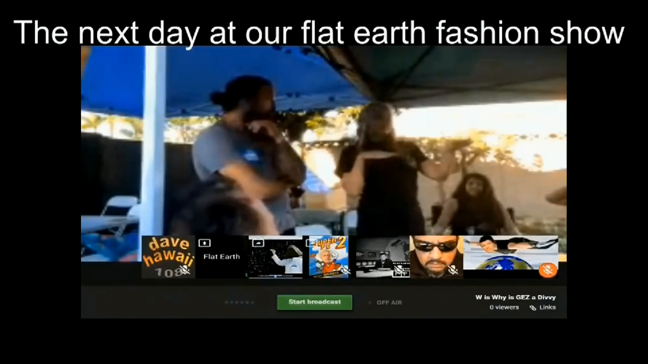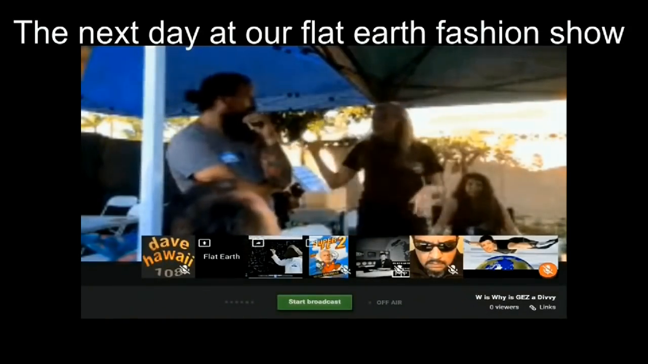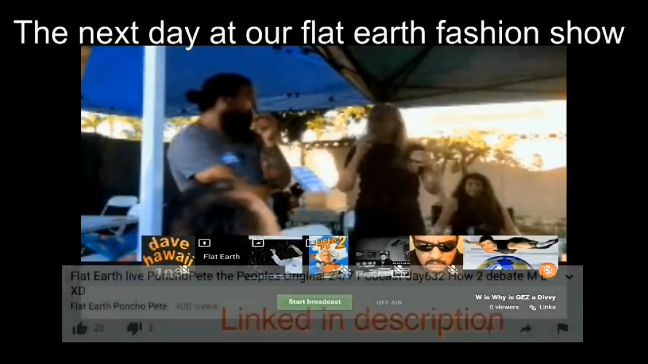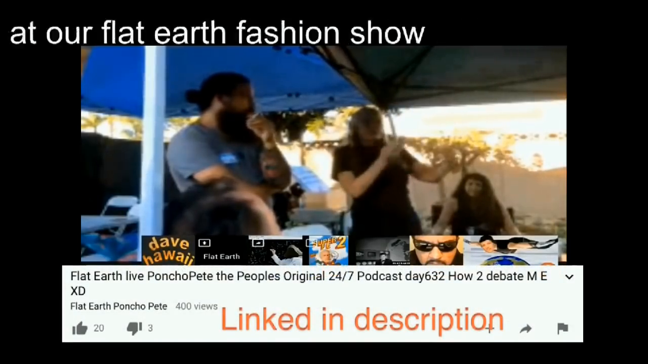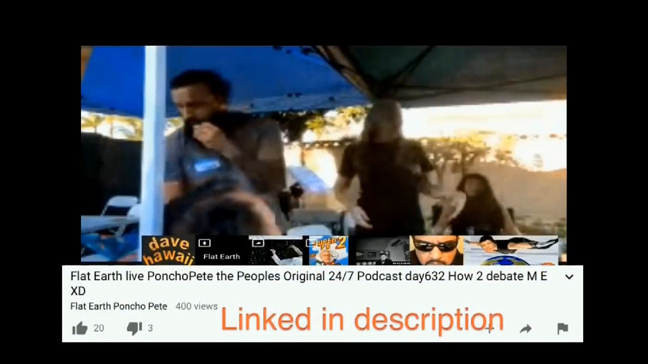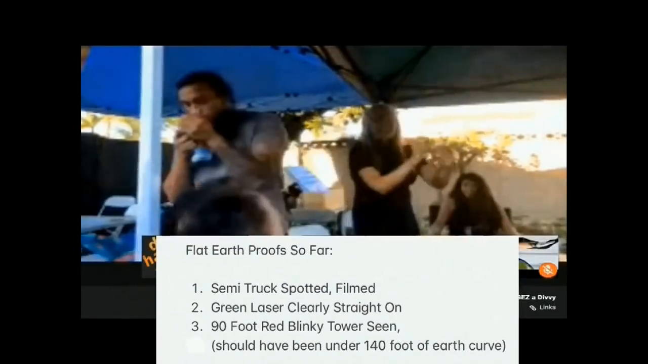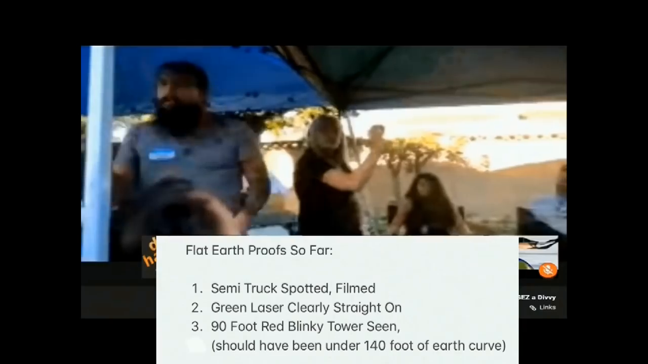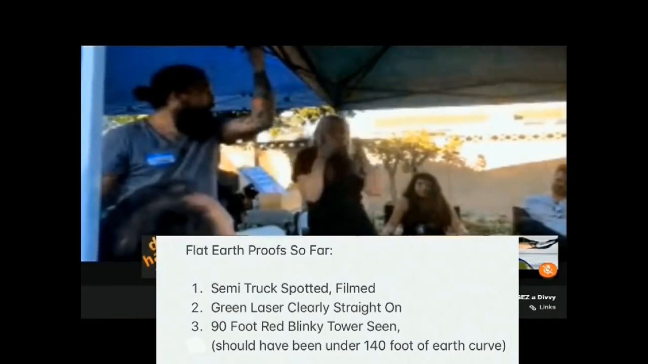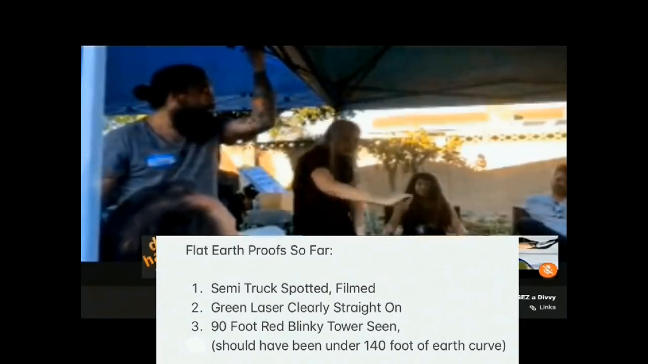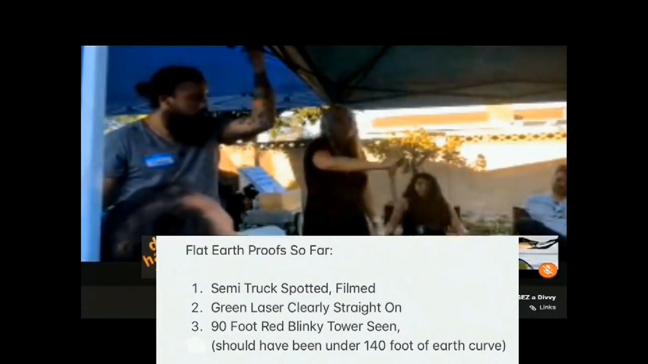We just went out to the retest, and the flat earthers conducted the retest. We found the red blinky tower, and we were syncing the two together, and they shouldn't have been seen. It was like 120 feet under the curve, supposedly. And then we did the laser experiment. The laser is like a circle. It's like there's no beam behind it. We know that it was spot on. And they were at like 6 inches above the sand, a couple of feet above the sand.